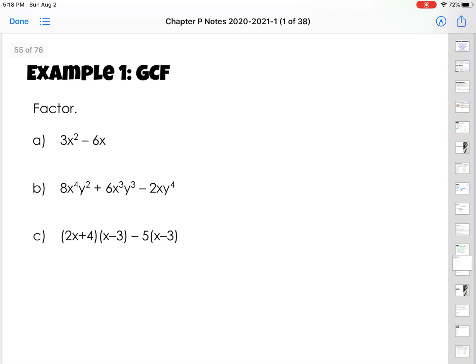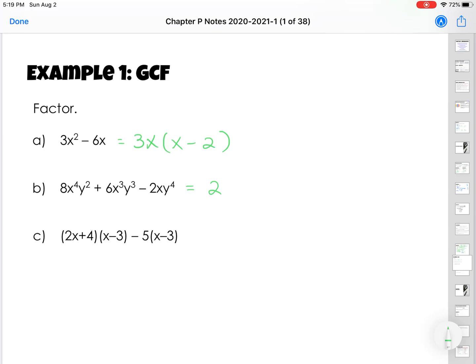All right, so we're going to factor these guys. Always take out a GCF. So the greatest common factor in A is 3x. When I take that out, what I'm left with is an x minus 2. In B, I want to see what all of them are divisible by. So they all are divisible by 2.